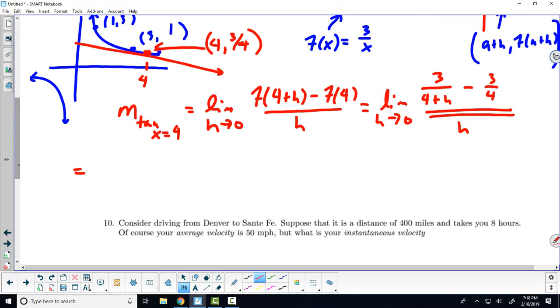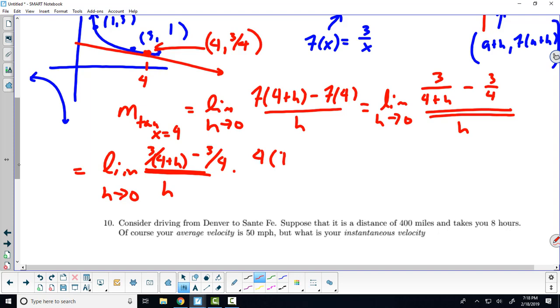Okay? So what have I got? I've got fractions within fractions, right? So my trick, not my trick, I didn't come up with it, is to take and multiply this by the LCD of all my smaller fractions. So what am I going to multiply it by? I'm going to multiply it by 4 times 4 plus h all over 4 times 4 plus h.